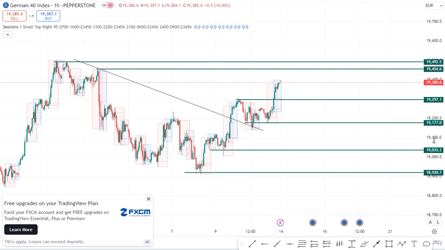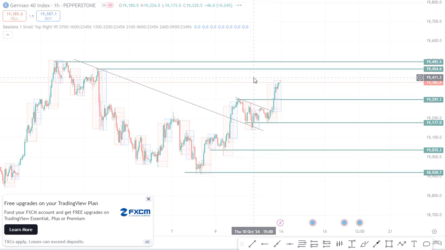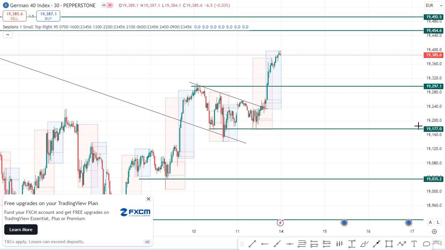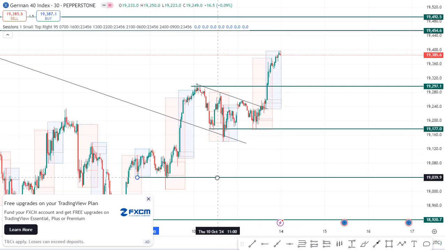What else do I see here on German 30? The power of a trend line, guys. I'm not saying a trend line should be the only reason for you to enter, but it should also be a confluence to add quality to your trade. You get it? It's the power of a trend line. For me, it works. It really works.